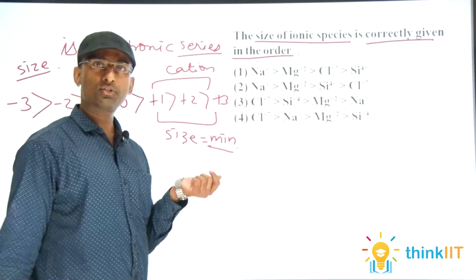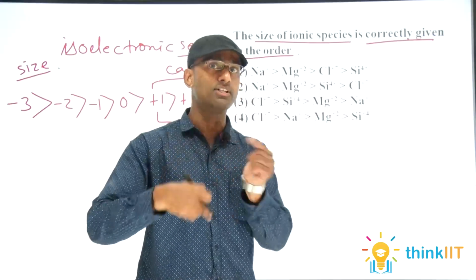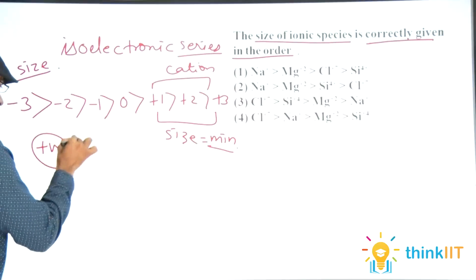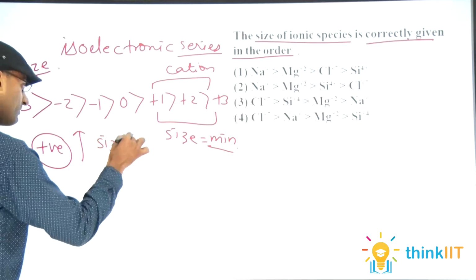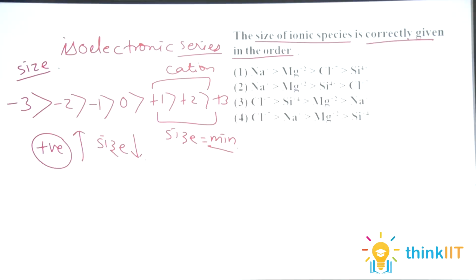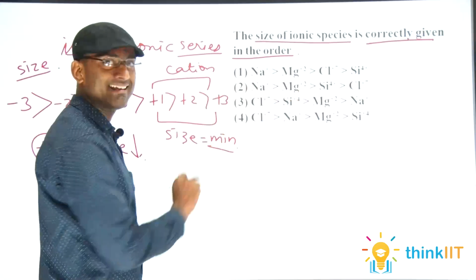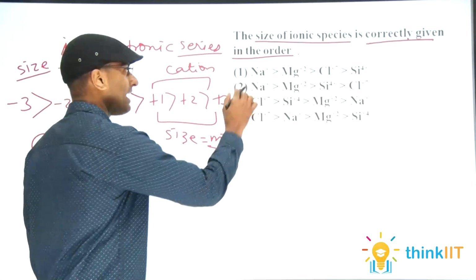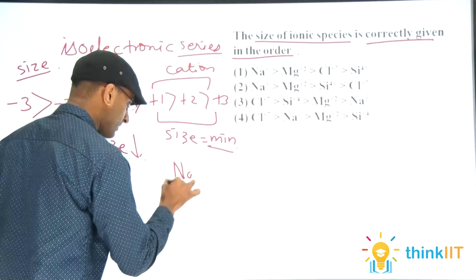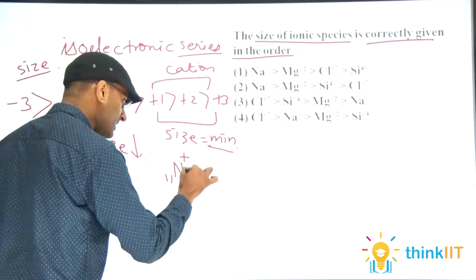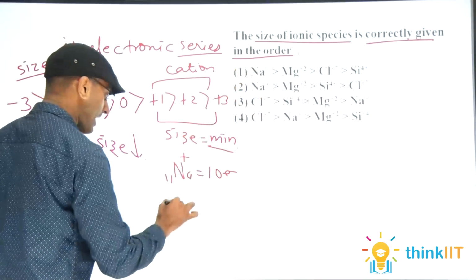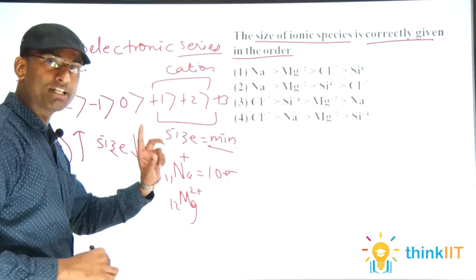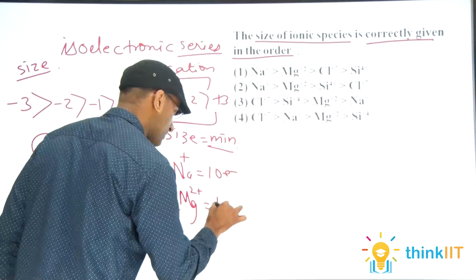So we can reach a particular conclusion that the more the positive charge, the lesser will be the size. If positive charge is increasing, then the size will be decreased. Got it? Now you can check it clearly here. All of these are examples of an isoelectronic series. Na+1, atomic number 11. If +1 is there, it will have 10 electrons. Next we have Mg+2, atomic number 12. Why +2? It means 2 electrons are removed, so we can say that 10 electrons are there.